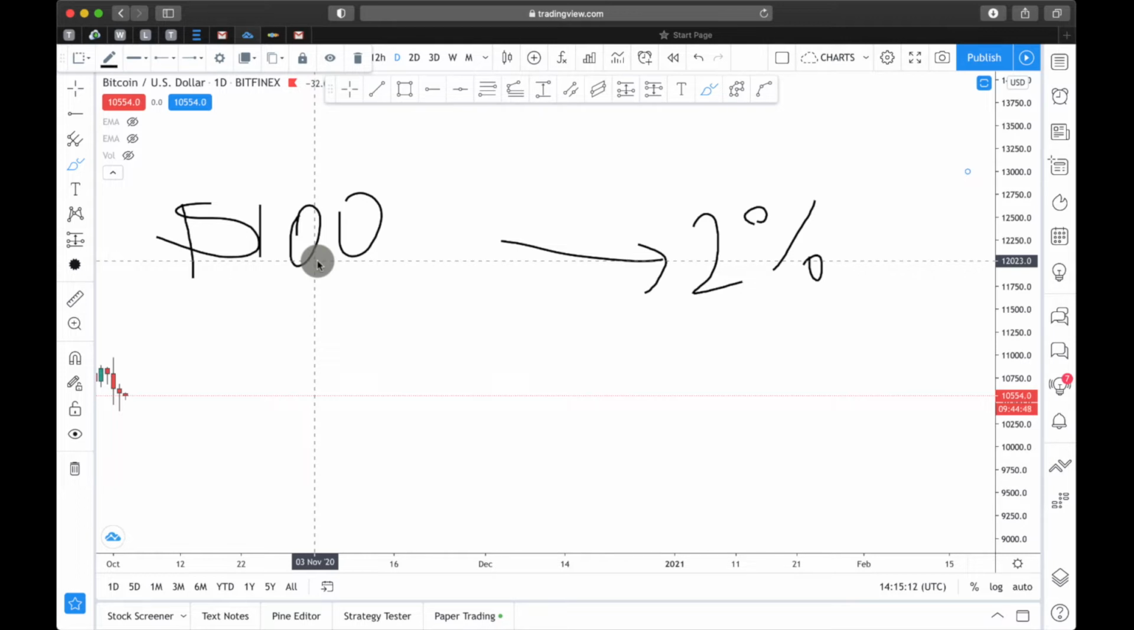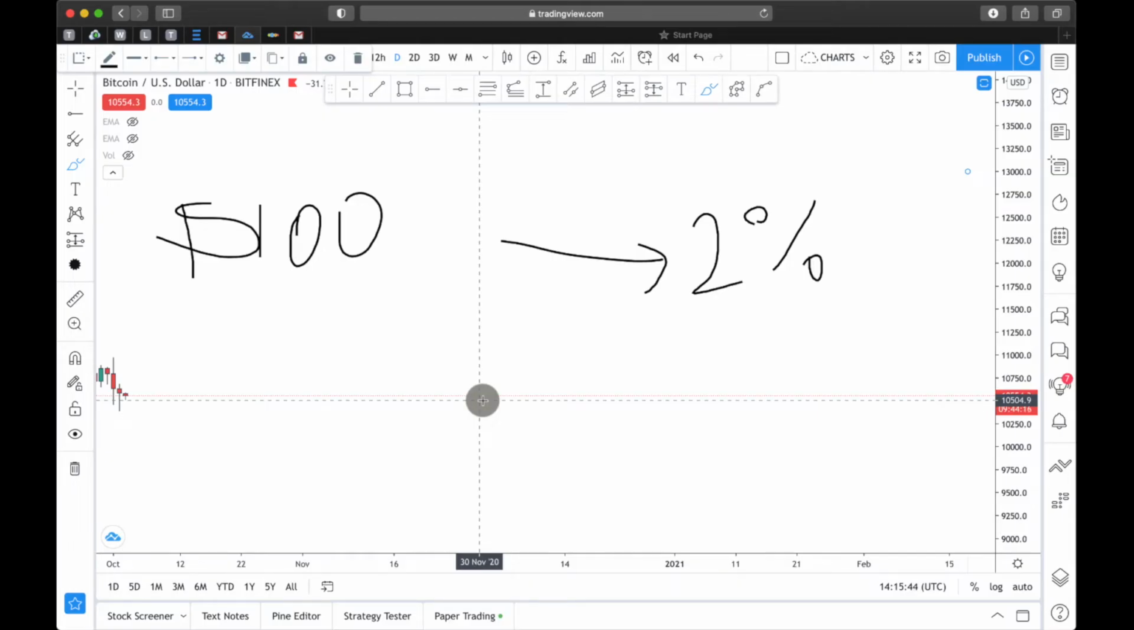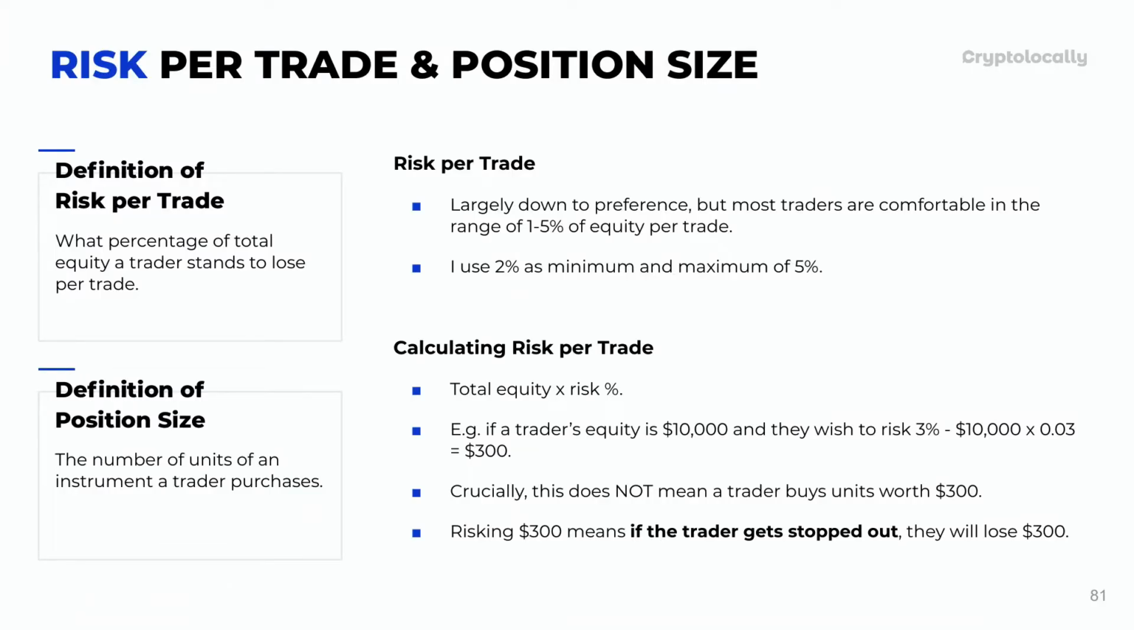So when they say what is your risk per trade, it can be 1%, it can be 2%, it can be 3%, right? For traders, I want you to take note of this. You must not risk more than 5% of your account per trade. Please note that you must not risk more than 5% of your account per trade. So if you have $100, you must not lose more than $5 per trade. So risk per trade is the percentage of your total equity that you want to lose per trade, right? You must not lose more than 5% per trade.